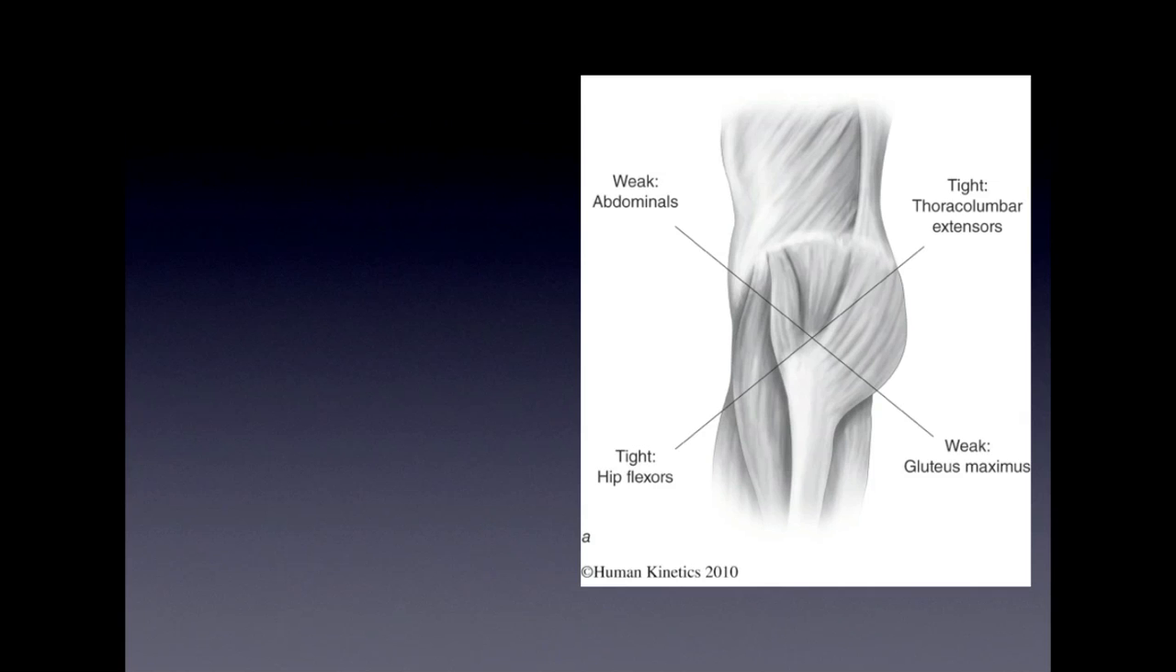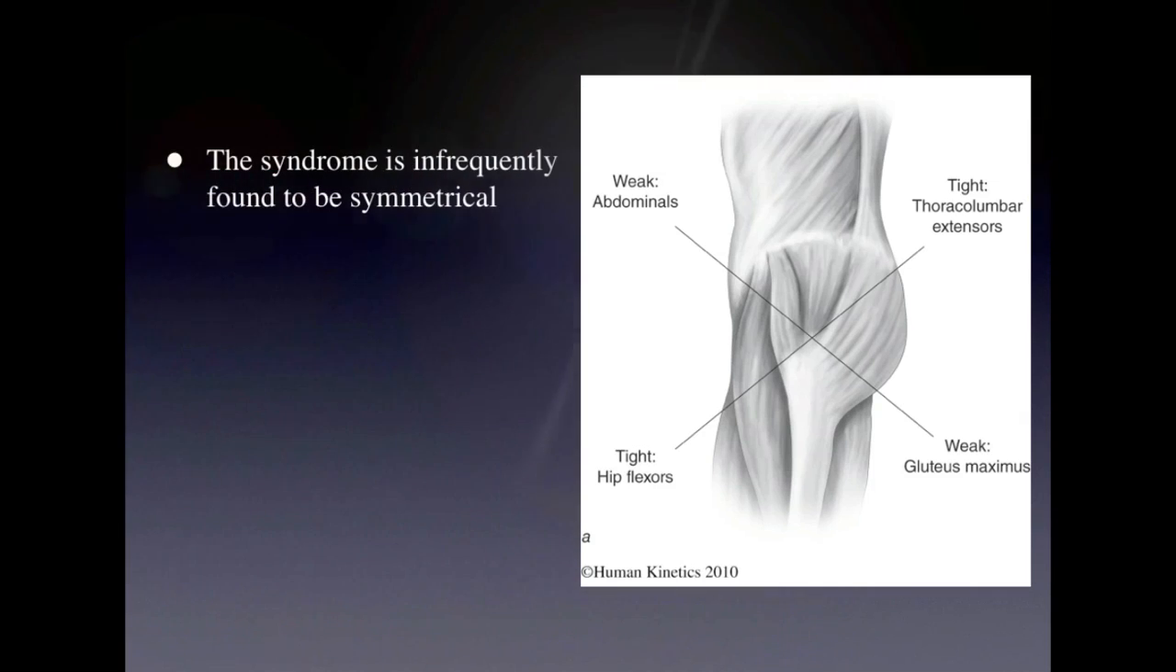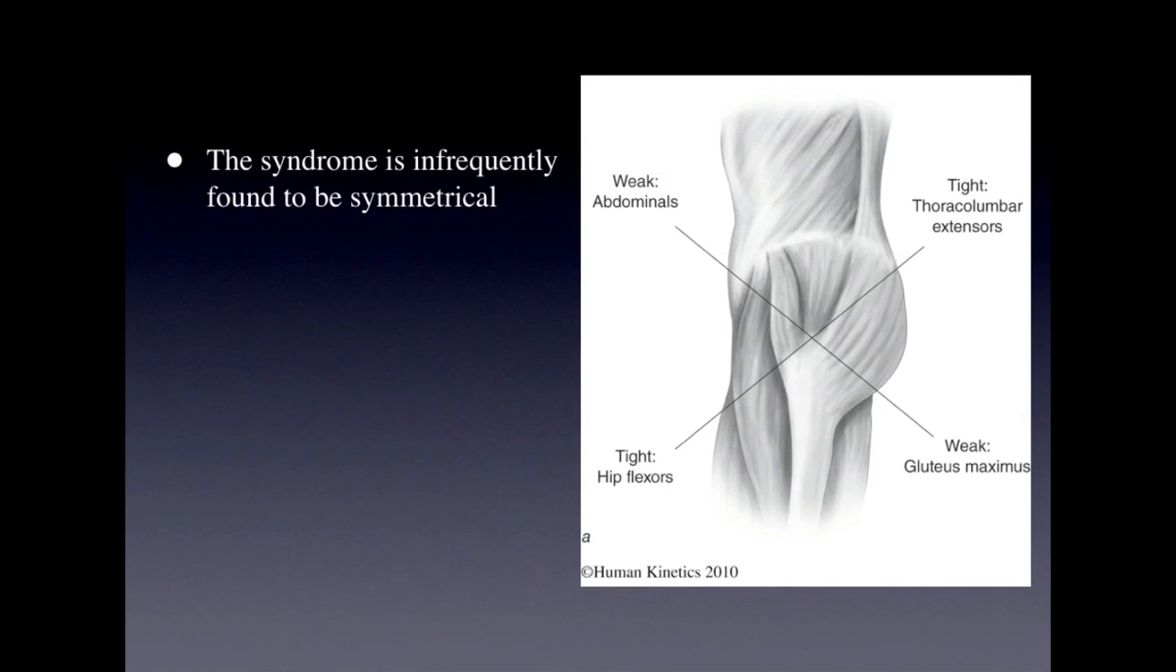In this case, we need to be very aware that the syndrome is infrequently found to be symmetrical. In this case, with the tightness of his right hip flexors and quadricep muscle and tightness of his right paraspinals, as well as weakness of the abdominals and weak glute, his pelvis is being drawn forward on the right side, creating a counterclockwise pelvic distortion pattern.